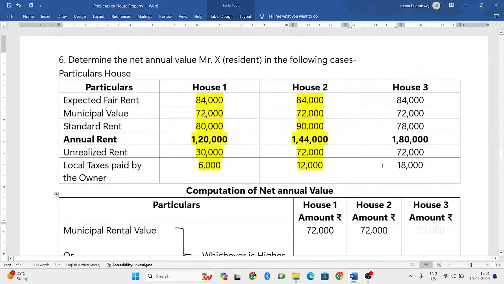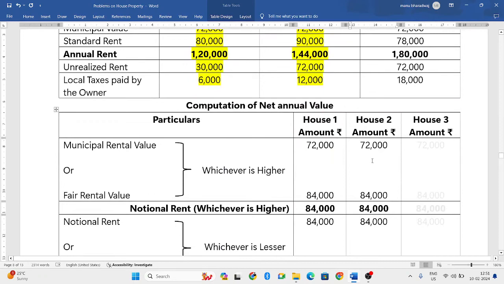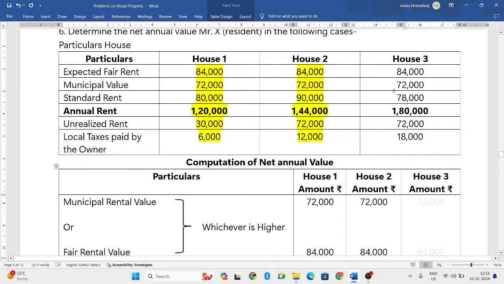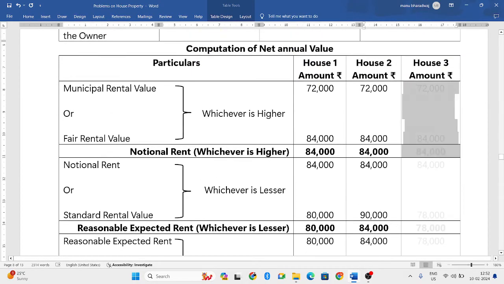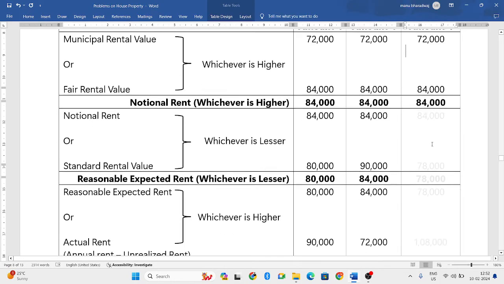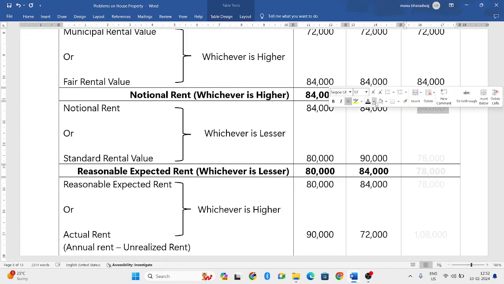Similarly, we have to do for house 3. First, we have to compare municipal rental value with fair rental value. So municipal rental value is 72,000 and fair rental value is 84,000. So we'll compare both 72,000 and 84,000. Out of these two, whichever is higher, 84,000 is higher. So 84,000 will be considered as notional rent.